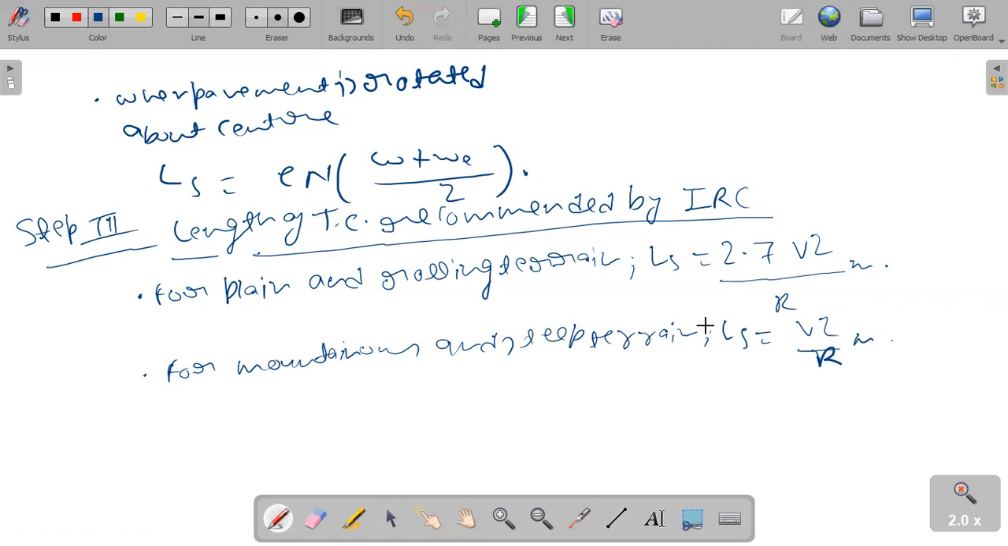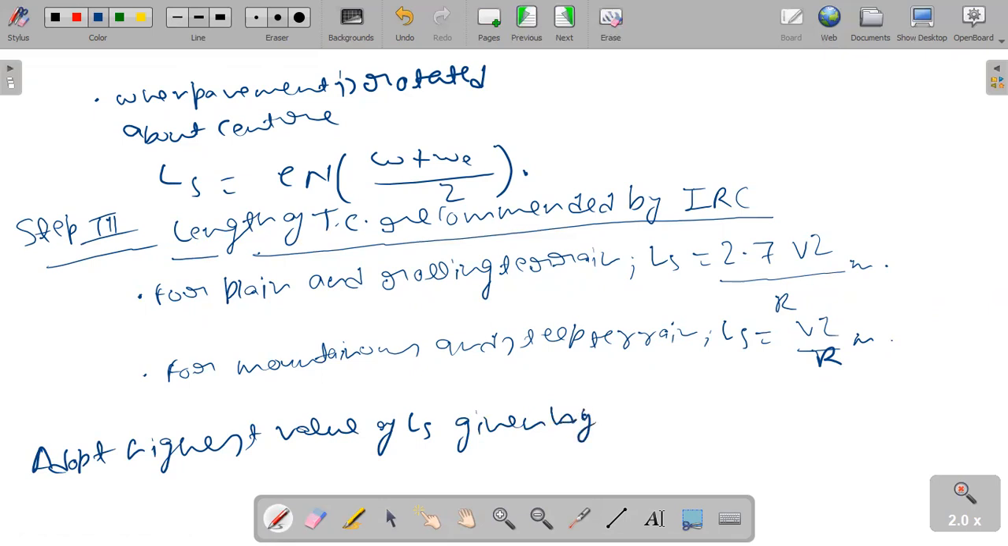So this is all about our 3 steps for designing. Adopt the highest value of Ls given by step 1, 2 and 3. Okay, so this is all about transition curve.